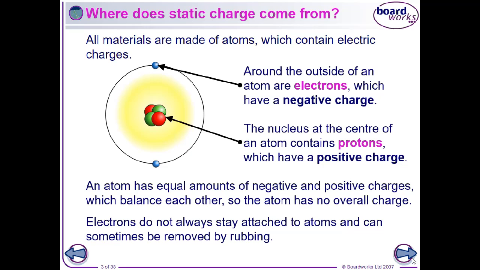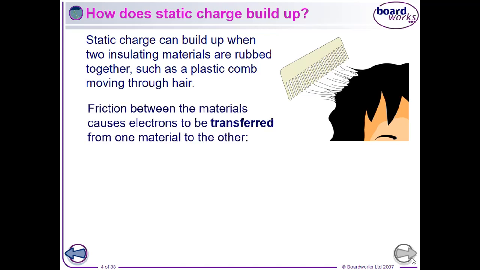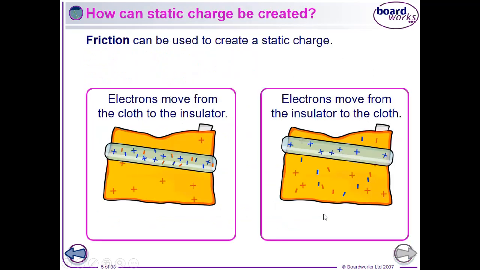However, electrons don't always stay attached to the atoms, and we can transfer electrons sometimes by rubbing or friction. Static charge can build up when two insulating materials are rubbed together. One of the materials will give away some electrons and the other material will accumulate some of these electrons. So friction causes electrons to be transferred from one insulator to another. One of these objects will accumulate electrons and get an overall negative charge. The other one will lose some electrons and get an overall positive charge. So friction or rubbing can be used to build up a static charge.